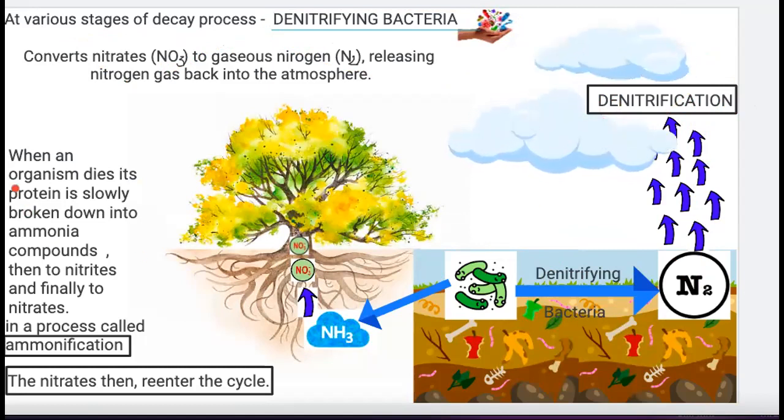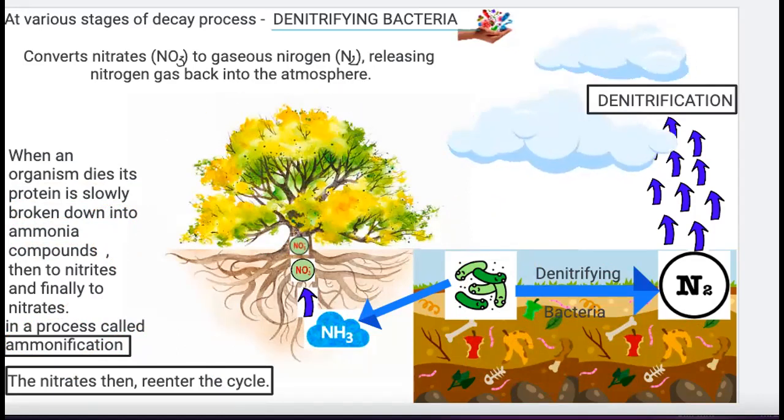Also, you can see in this picture, when an organism dies, it is acted upon by microorganisms like decomposers. They break down the proteins of the organism into ammonia compounds. And then it gets further divided into nitrites and then finally into nitrates in a process called ammonification. And these nitrates then re-enter the cycle with the help of the plants.